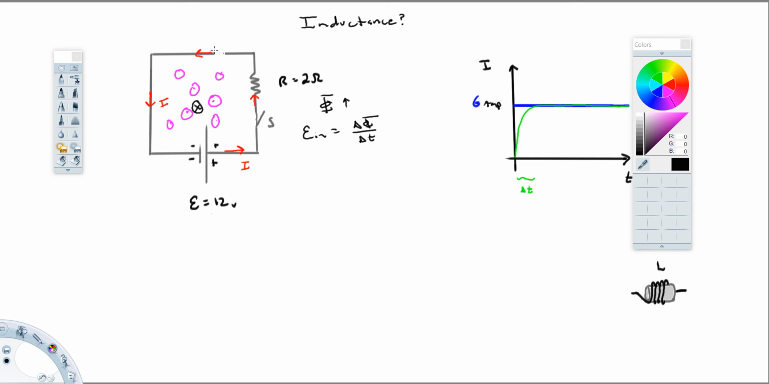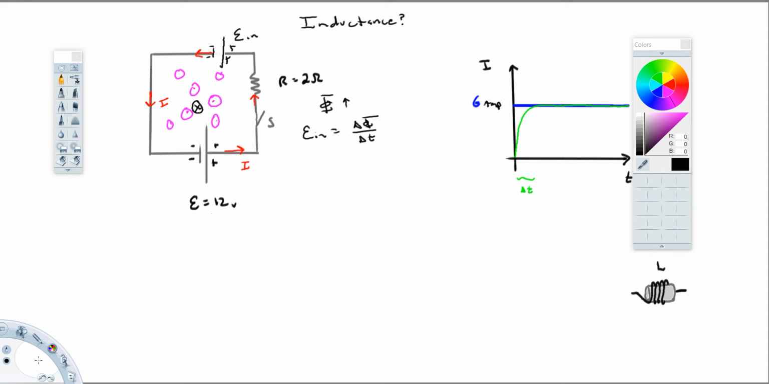The polarity of the induced voltage looks like this. So this is the induced voltage. I don't mean to say there's an actual battery there, but the changing current produces a magnetic field, which produces a changing magnetic flux, which basically creates this voltage in the opposite polarity.